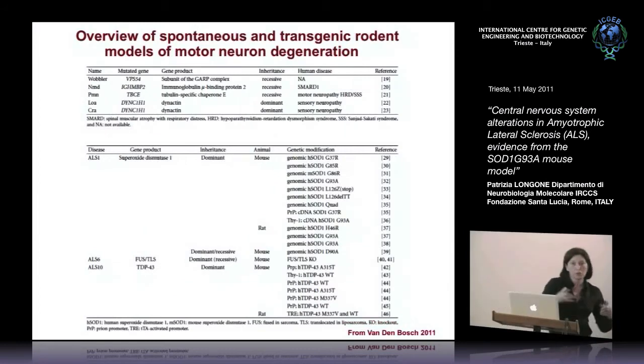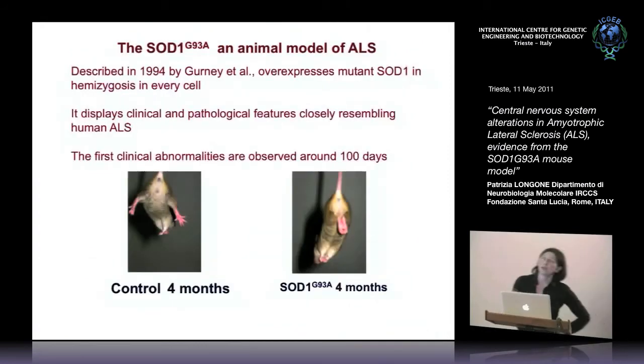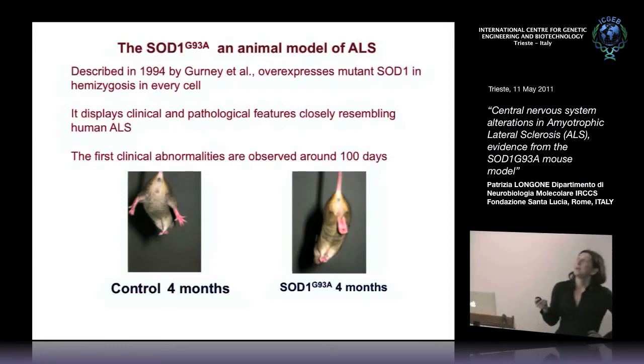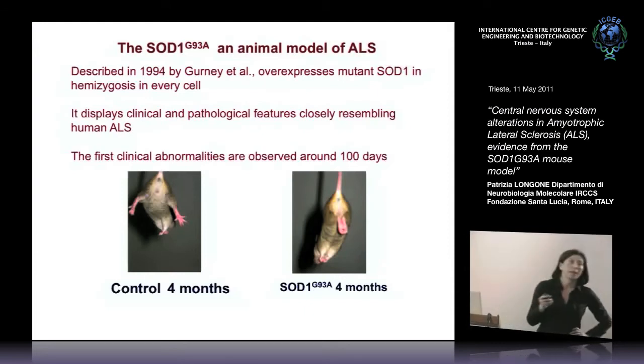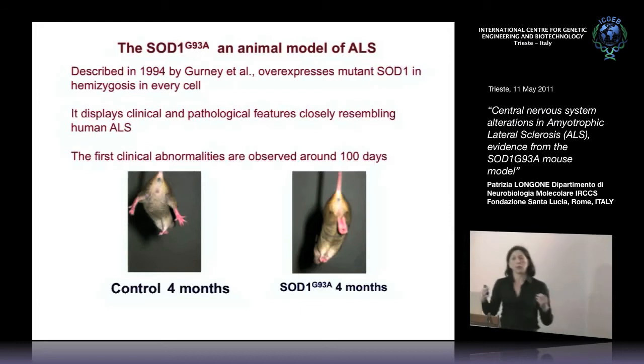Since the discovery of these gene-related mutations in ALS, many transgenic mice have been developed that carry different mutations, in particular of the superoxide dismutase 1 gene, like the G37, the G85, and the G93, which is the model that we have. This model was described for the first time by Gurney and co-workers in 1994. It overexpresses mutant SOD1 in hemizygosis in every cell, and is a good ALS model, at least for the lower motor neuron degeneration, because it displays clear clinical and pathological features of human ALS.